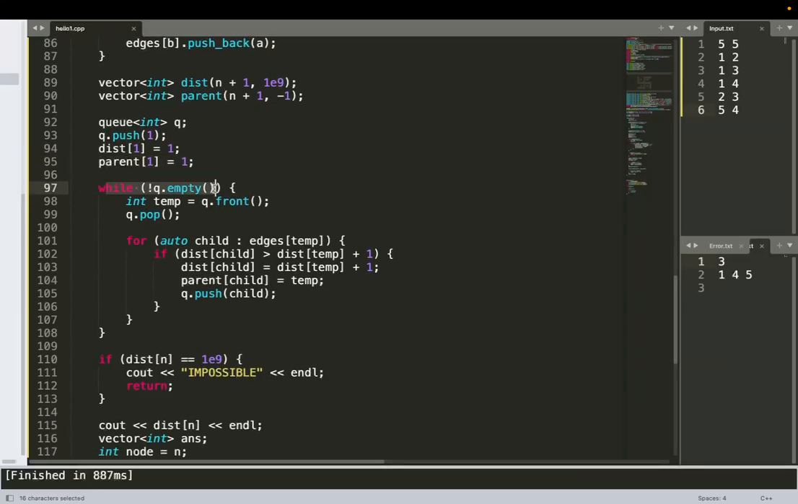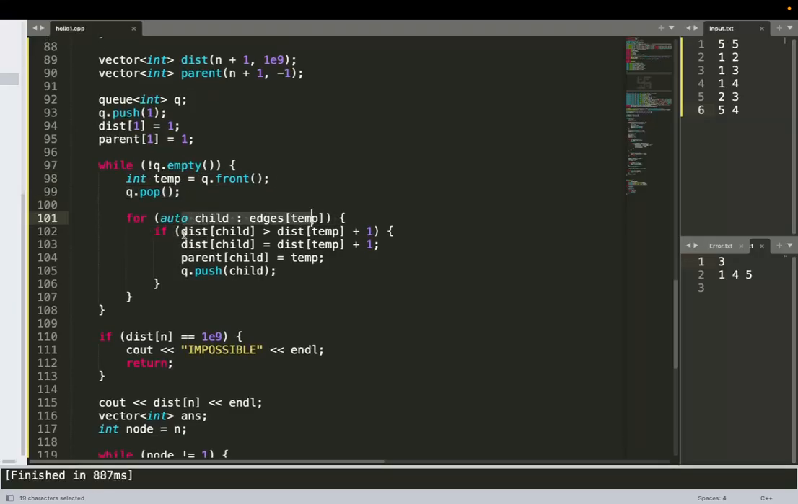Now while the queue is not empty, I am taking the front value of the queue and popping it, going over all the child nodes, and checking if the distance of the child node is greater than the distance of this temporary node plus 1, because if you are going to the child node, the distance will be the distance of this node plus 1. One computer is going to get incremented, right? And if the value stored in the distance vector is greater than this value, simply update the value, update the parent for the child, and push back the child in the queue.